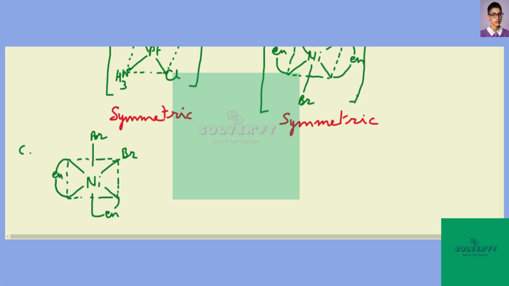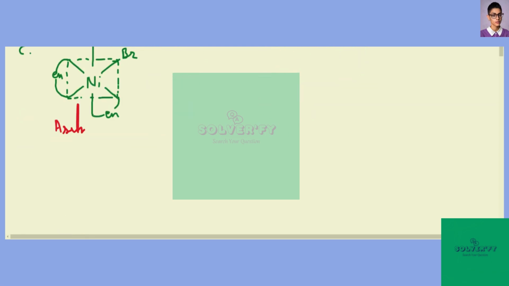So we have to imagine that these four bonds are making the square planar geometry, and one is above the plane and the other one is below the plane. So what will be the position of this En and this En? By this it is quite clear that this is an asymmetric molecule. So this is an asymmetric molecule, we have to write here.